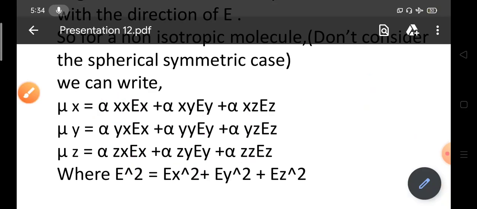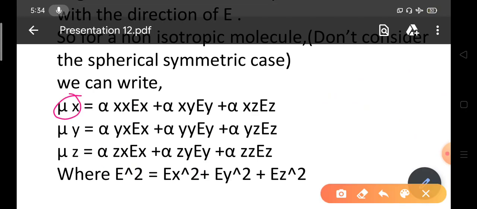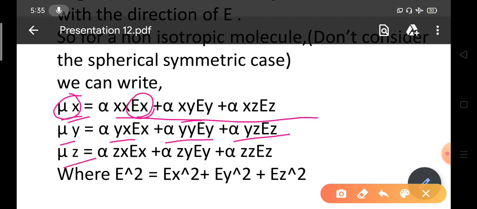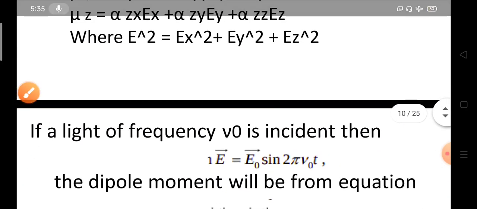So what will be the change in dipole moment, that is mu x, due to this incident electric field? So mu x can be written as alpha xx Ex plus alpha xy Ey plus alpha xz Ez. Mu y equals alpha yx Ex plus alpha yy Ey plus alpha yz Ez. Mu z is alpha zx Ex plus alpha zy Ey plus alpha zz Ez, where E square equals Ex square plus Ey square plus Ez square.